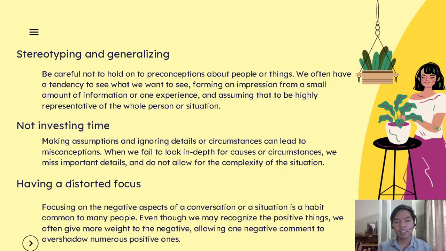Okay, next is having a distorted focus. So it is almost similar to stereotyping and generalizing. Focusing on the negative aspects of a conversation or a situation is a habit common to many people. Even though we may recognize the positive things, we often give more weight to the negative, allowing one negative comment to overshadow the numerous positive ones.